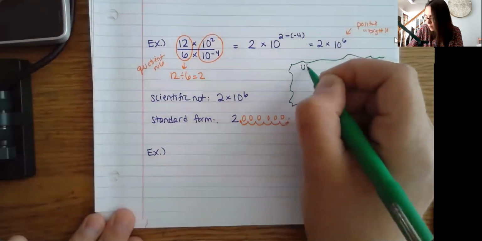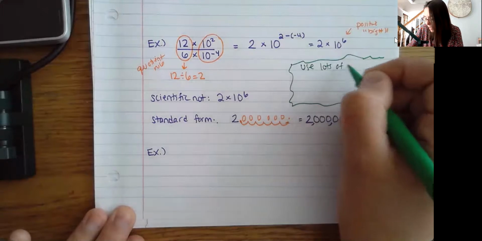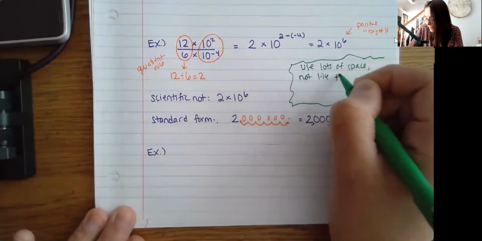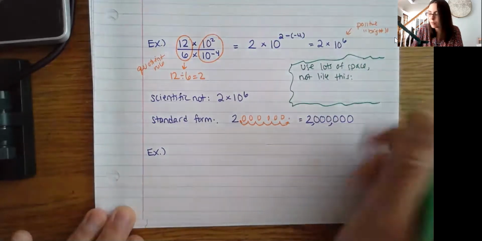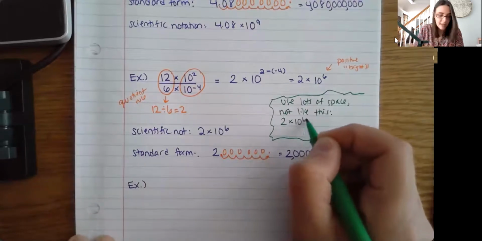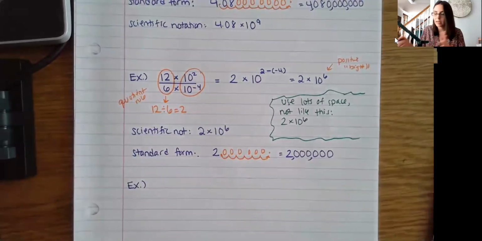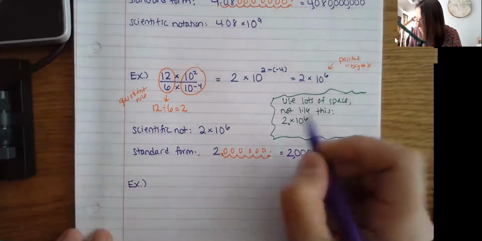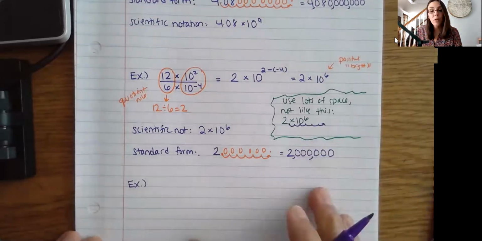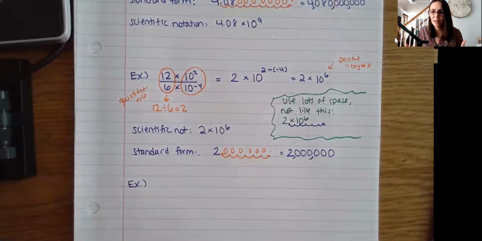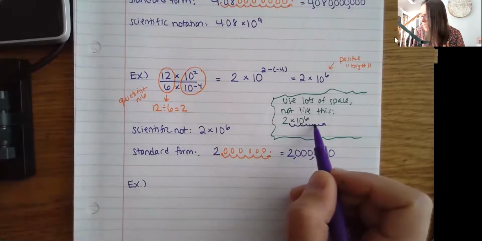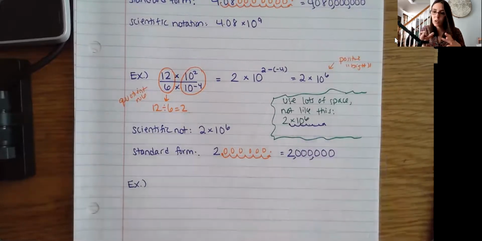So use lots of space, not like this. A lot of times what students will do is they'll take that value 2 times 10 to the 6th, and then they're like, oh, I'm just going to move my decimal right here. So they're going to put the decimal here, and then go 1, 2, 3, 4, 5, 6, like this. And you can do it that way, but it's really hard to see what you're doing, right? It's like, okay, that's 1, 2, 3, 4, 5, I think 6 zeros, right? It's just so squished and small.